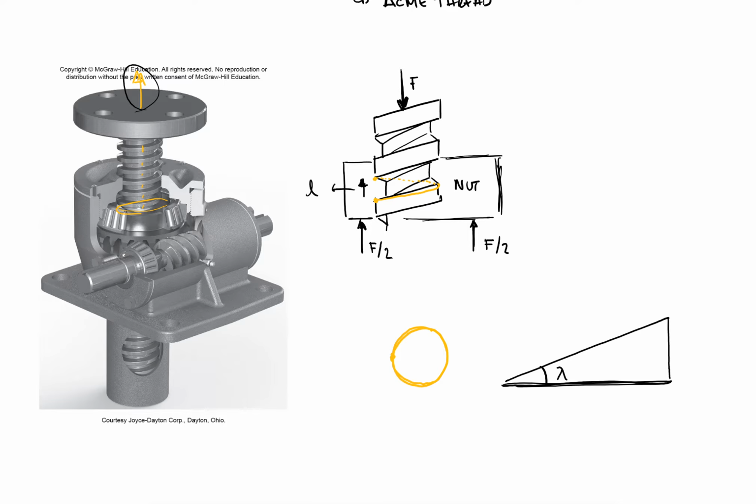lambda, where what we see is that the distance that it rose was L, while it advanced a whole circumference. So this would be pi d, and we refer to that as either the pitch diameter or just the mean diameter, the diameter between the outer one right here and the inner one right here.